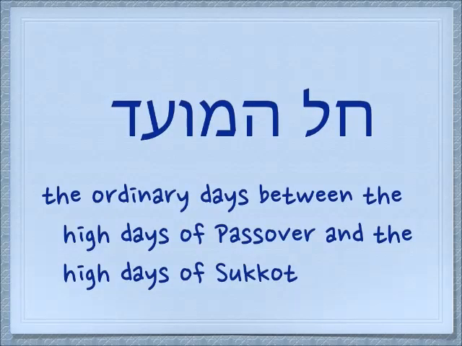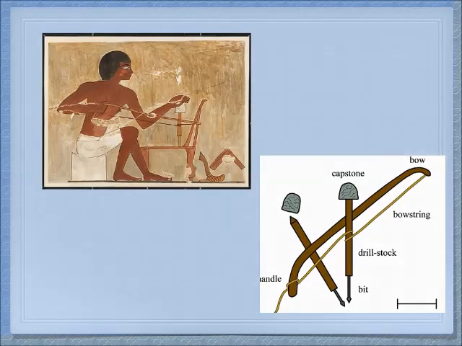And we have an expression which is Chol HaMoed. These are the ordinary days between the high days of Passover and the high days of Sukkot. So at Passover time, we have a Passover Seder. We have an assembly on the first day of Matzah, and then we have an assembly on the seventh day. And in between, those days are called Chol HaMoed. They're the ordinary days of the appointed times. Same thing on Sukkot.